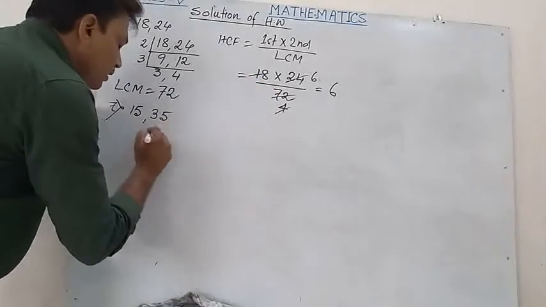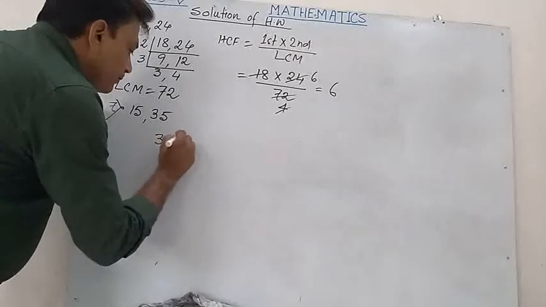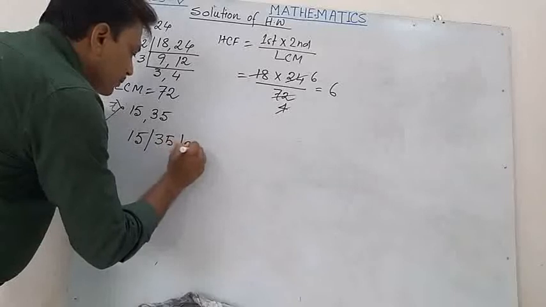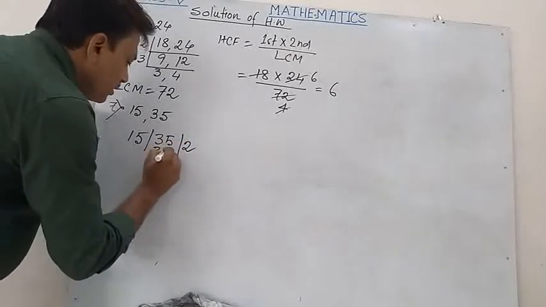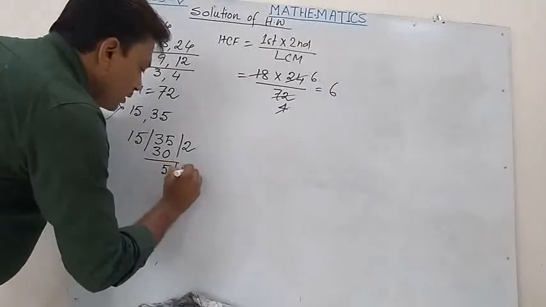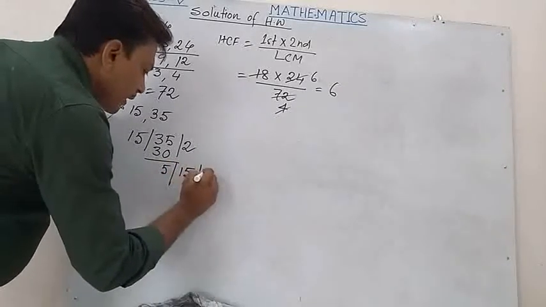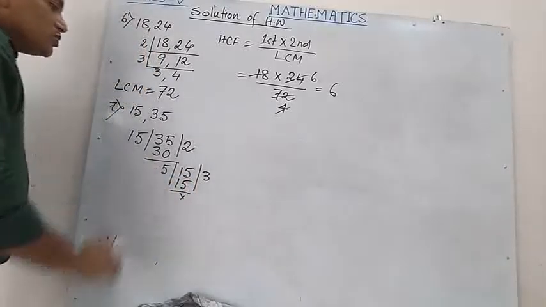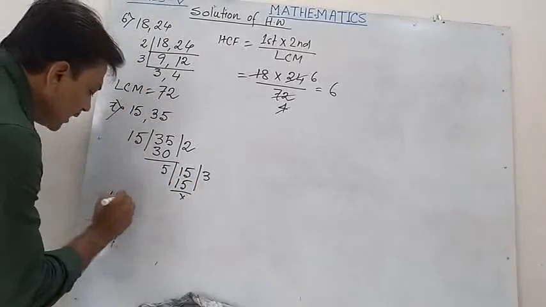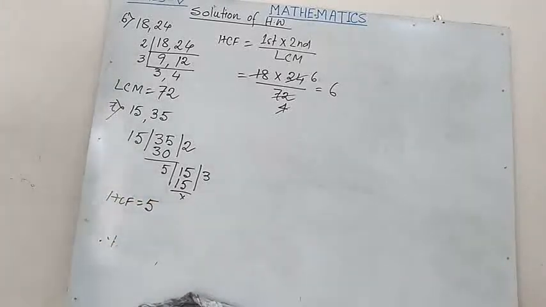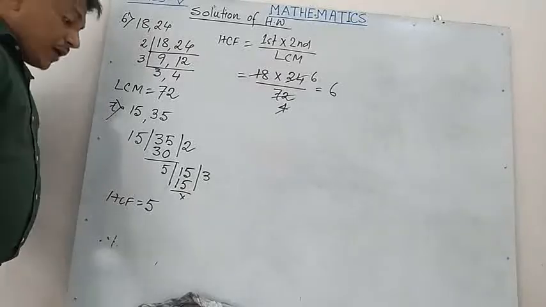So 15, 35 is divided by 15. So 15 twos are 30, 5 remainder. Now 15 divided by 5, 3 5s are 15. So HCF of 15 and 35 is 5.